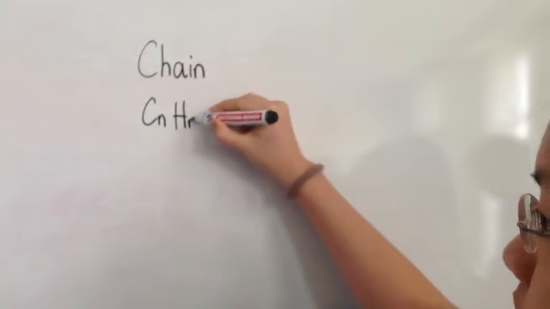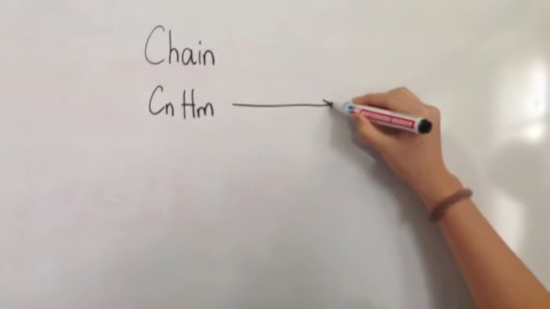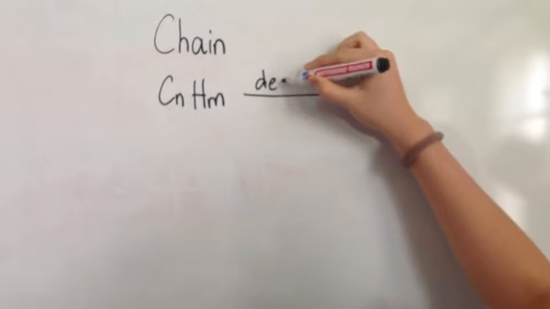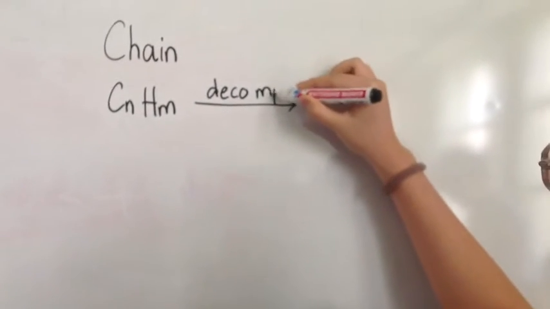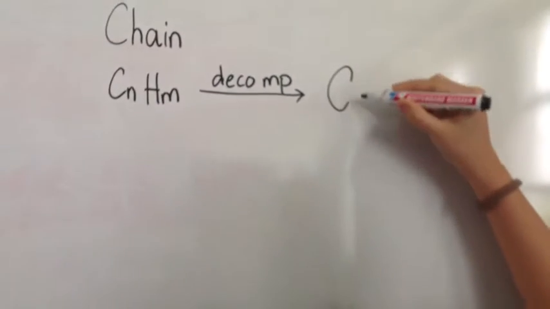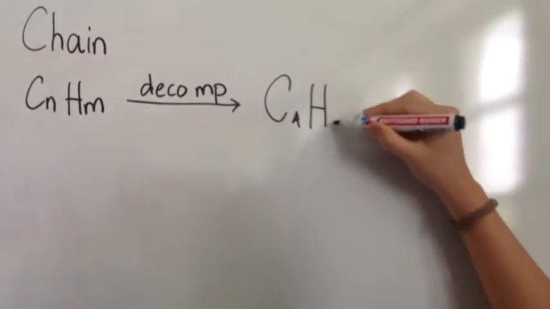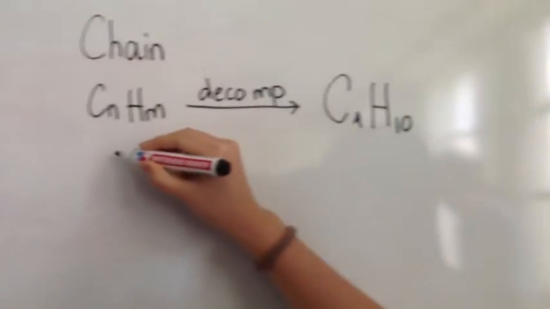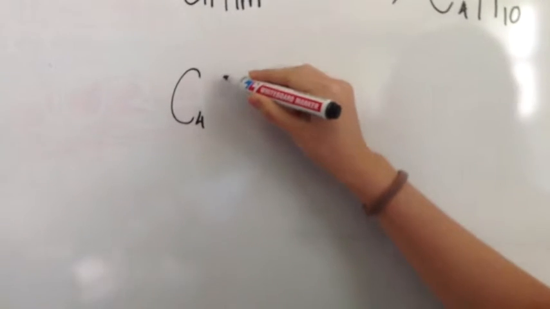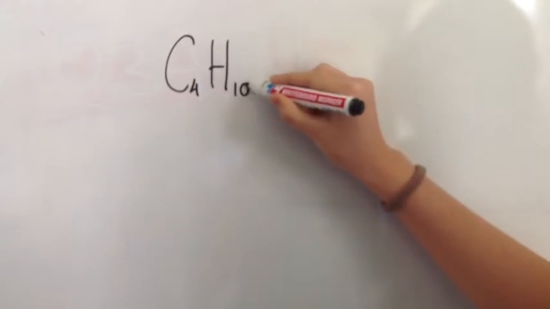First, we started with a long chain of carbon and hydrogen, also known as coal. It decomposes into butane, or C4H10. Then the butane combusts in the presence of oxygen.